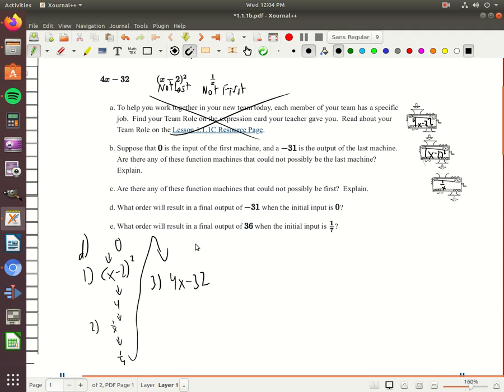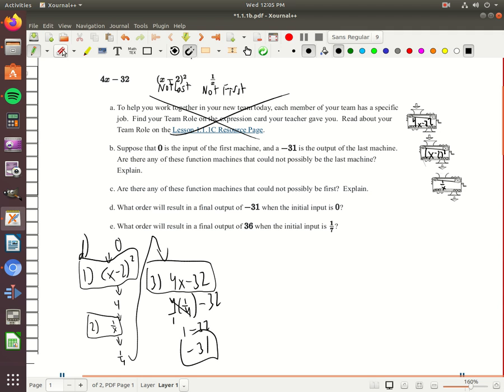So one of my favorite things here is cross-canceling. Let's take a look here. If I plug 1/4 into this, I now have the ability to cross-cancel. Those 4s are going to cancel. It's going to be 1 minus 32, so I get minus 31. So that'll be the order of the machines. The first one I will use is the x minus 2 squared. The second one I will use is the 1 over x machine. And the third machine I will use is the 4x minus 32.